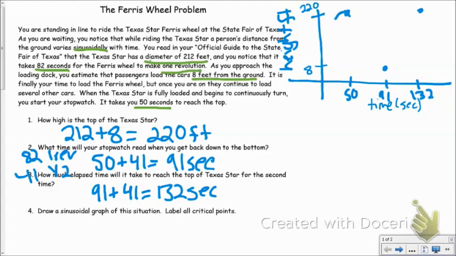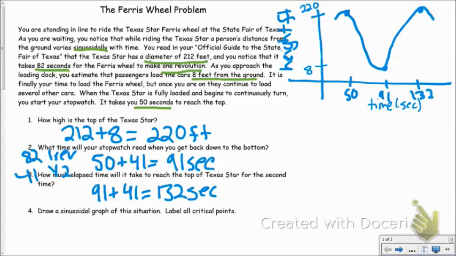We said it varied sinusoidally, so I'm going to connect this as part of a sine wave. So there is my graph of the situation. What we're going to do now, after we have the picture, is write the equation of this sinusoid and use that equation to answer some questions.